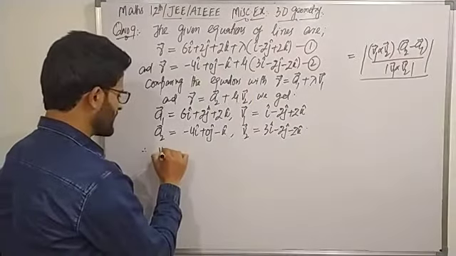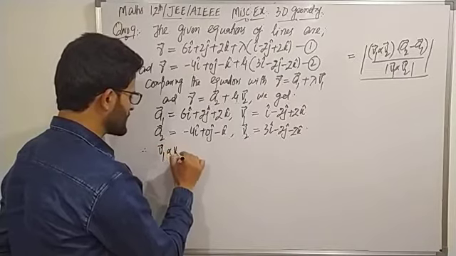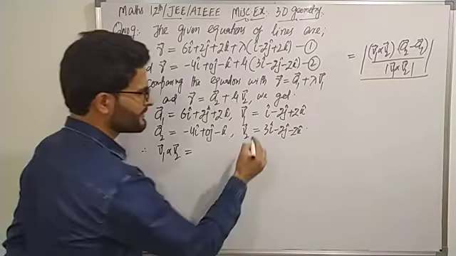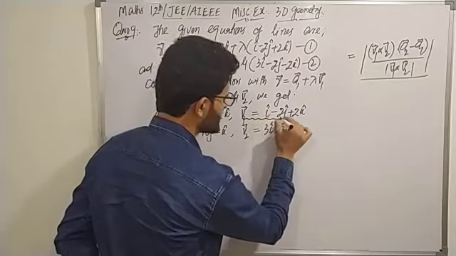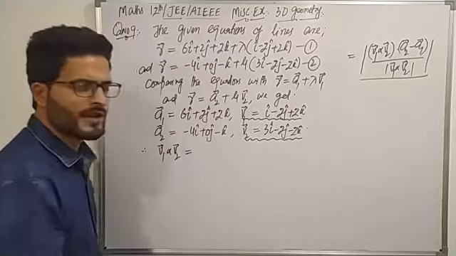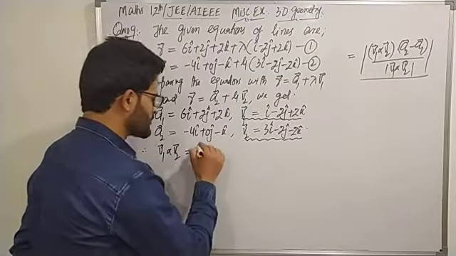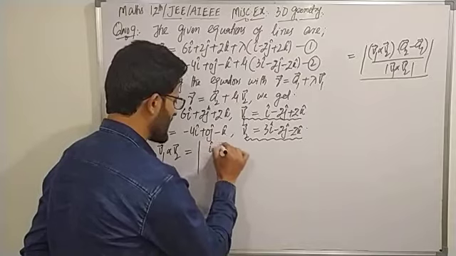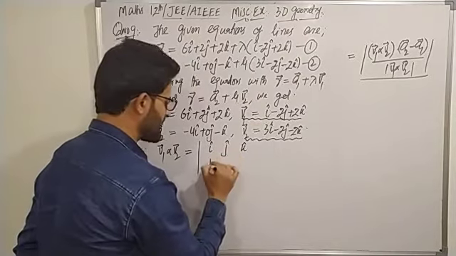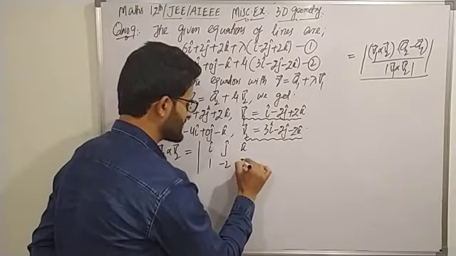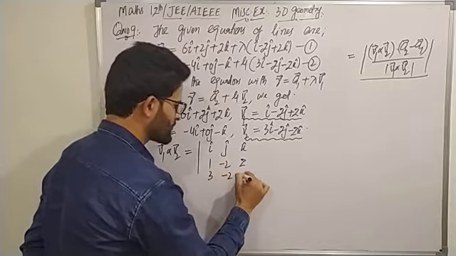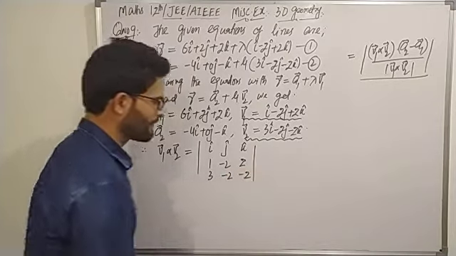So v1 cross v2 is the cross product of two vectors expressed in terms of their components. That is directly equal to the determinant with i, j, k in the first row, the scalar components of v1, that is 1, −2 and 2, in the second row, and the scalar components of v2, that is 3, −2 and −2, in the third row.